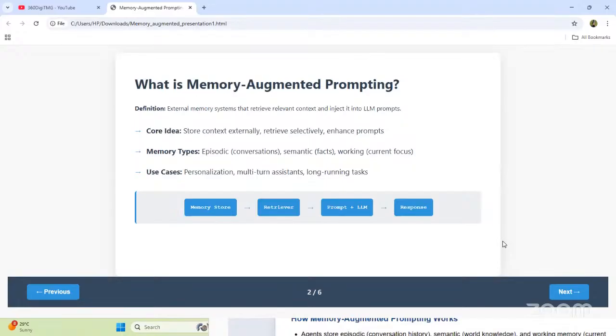In short: retrieve, enhance, and respond. This is exactly represented in this flow diagram, if you can see it. Now, as we understand what memory augmented prompting is, let's move on to what context replay is.